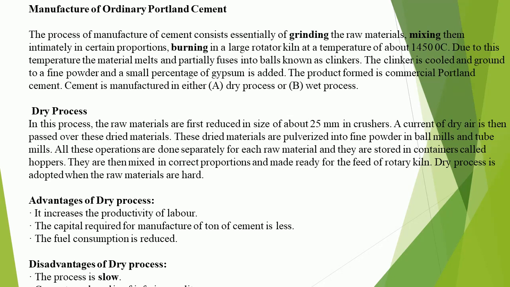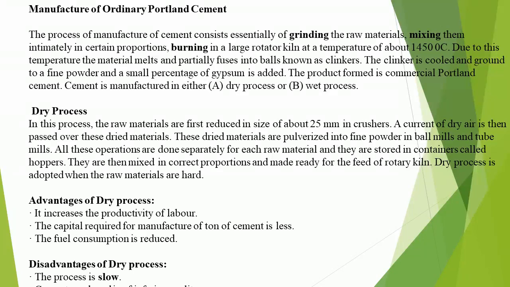Cement is manufactured in either A. Dry process or B. Wet process. Dry process. In this process, the raw materials are first reduced in size to about 25 mm in crushers. A current of dry air is then passed over these dried materials. These dried materials are pulverized into fine powder in ball mills and tube mills.